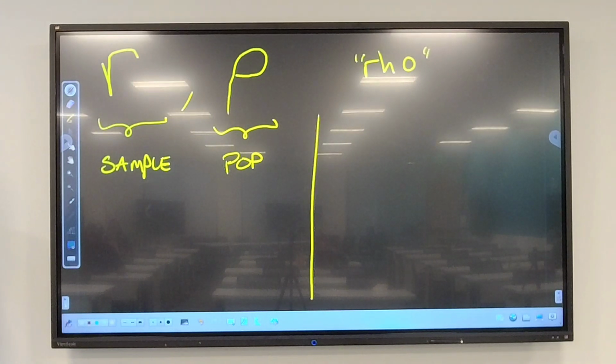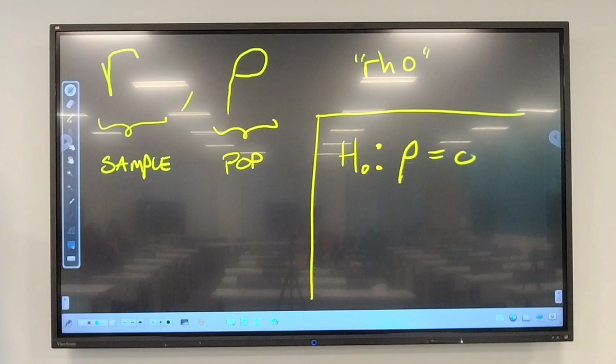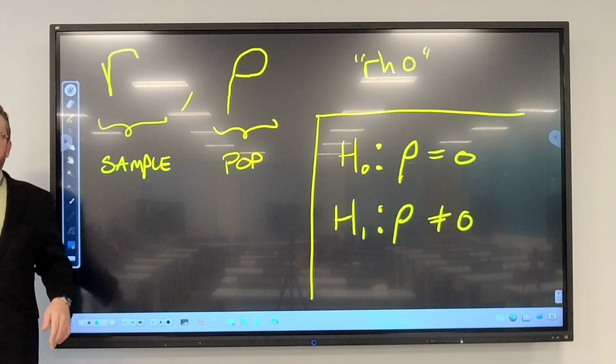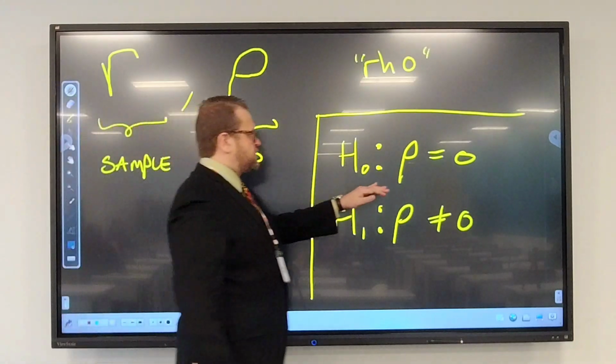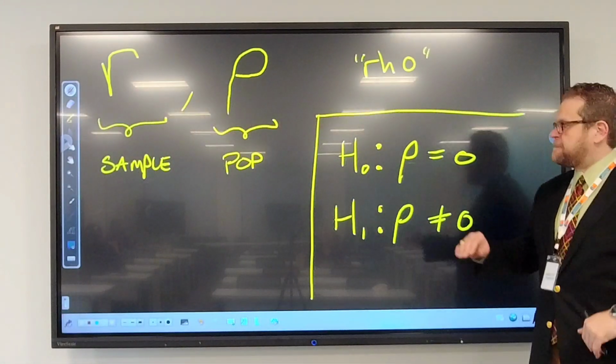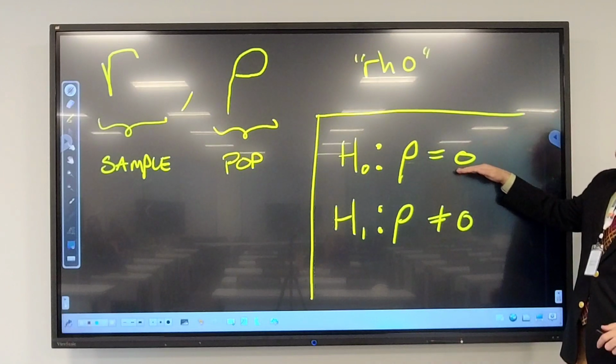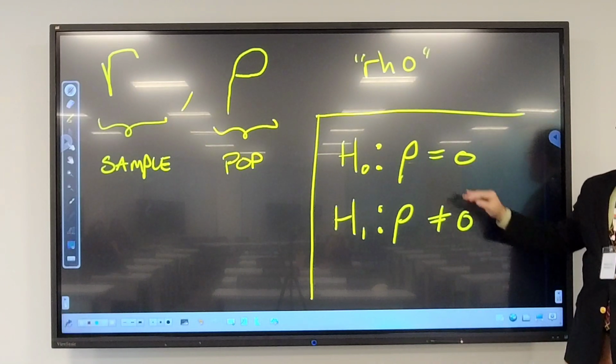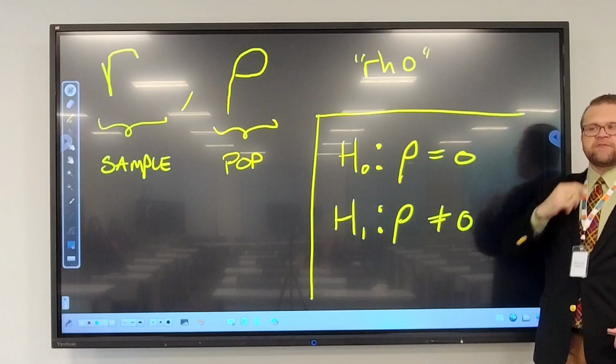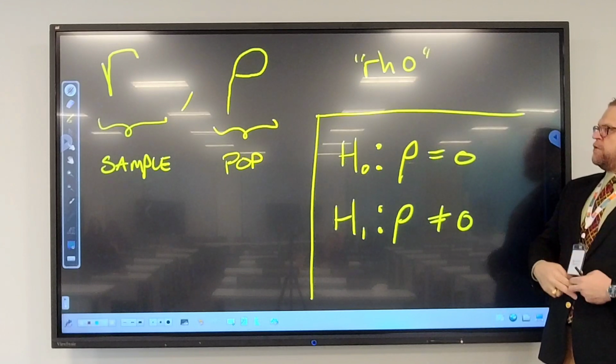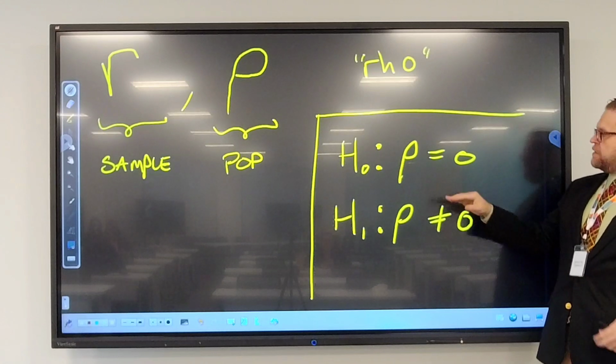And that hypothesis test, it's always the same hypothesis test. It's rho is equal to 0, or rho is different from 0. Now, since rho is the correlation coefficient of the population, its behavior is still the same as R, right? It's trying to measure the degree of the correlation to see if there's any trend.